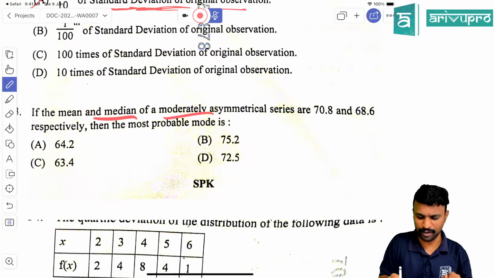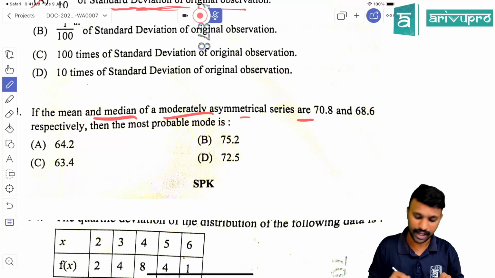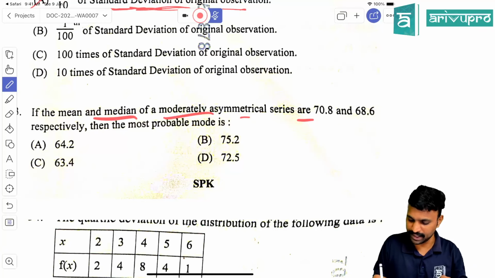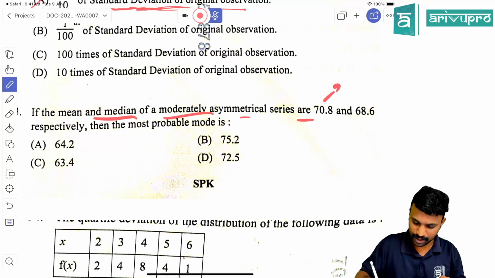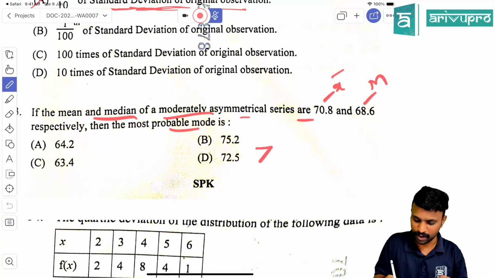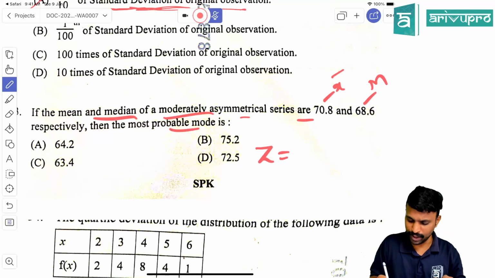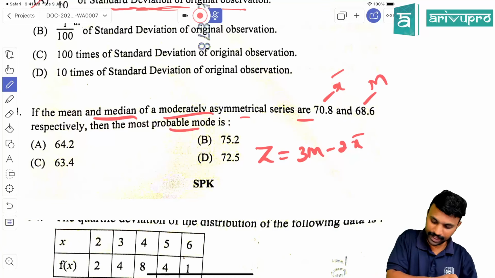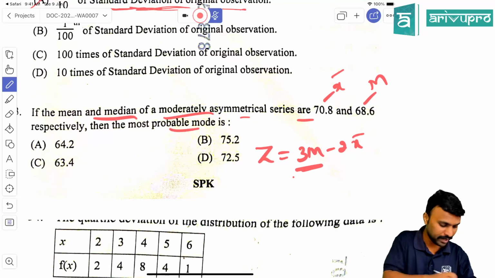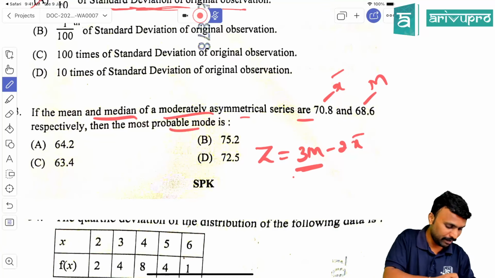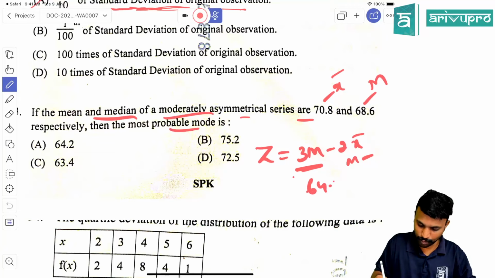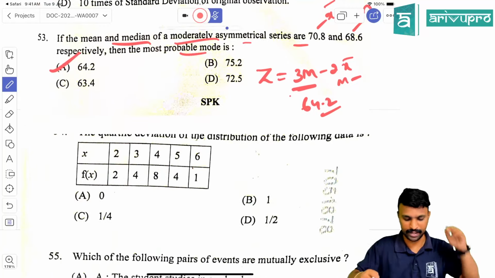If the mean and median of a moderately skewed asymmetrical series are 70.8 and 68.6, this is the mean and this is the median. What we need to find out is the mode. What's the relationship between mean, median and mode? Mode is equal to 3 median minus 2 mean. So 3 into median is 68.6, a positive value, plus 2 into X bar, which is 70.8, a negative value, minus. You get 64.2, that is the mode. Option A is the right answer.